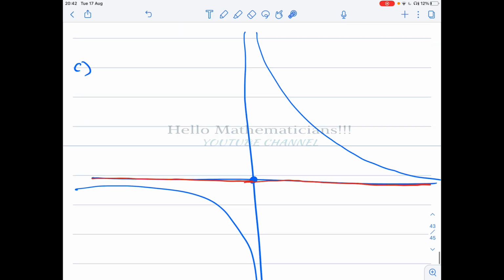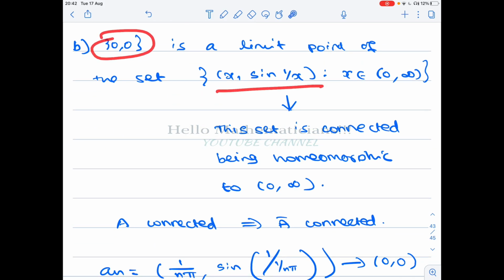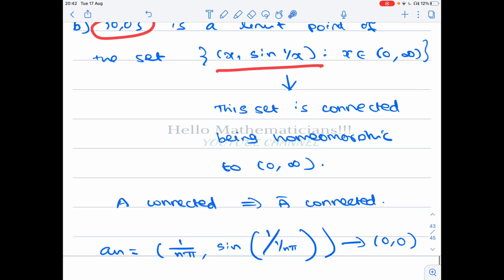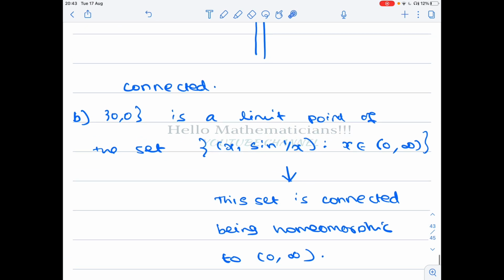Let's see why. For example, there is a sequence in this set which converges to 0 comma 0. Consider 1 by n pi comma sine of 1 by 1 by n pi. This will be sine n pi, which is 0, so this term is always 0, and the other is 1 by n pi. As n tends to infinity, this goes to 0 comma 0. Therefore there is a sequence which converges to 0 comma 0, so 0 comma 0 is a limit point of this set.